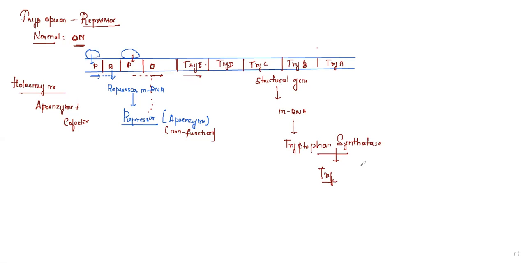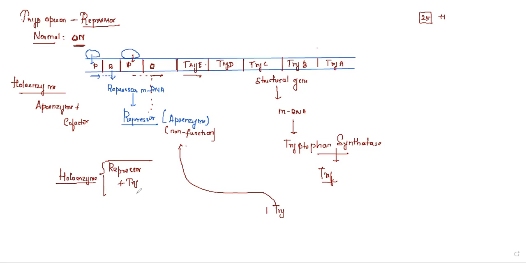Now, let's take a scenario. Suppose the tryptophan has to be only 25. It's just a case. Suppose one extra tryptophan is present. What happens is that the extra tryptophan will go and bind to the repressor. The repressor as well as the tryptophan have bound with each other. Now they are not apoenzyme, they are holoenzyme, which means they are functional. As they become functional, they go and bind to the operator regions.